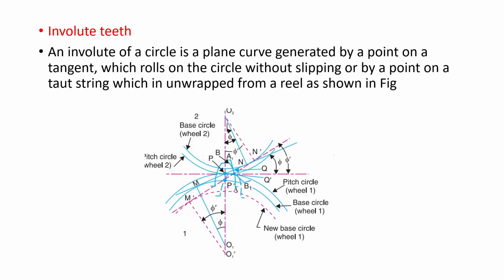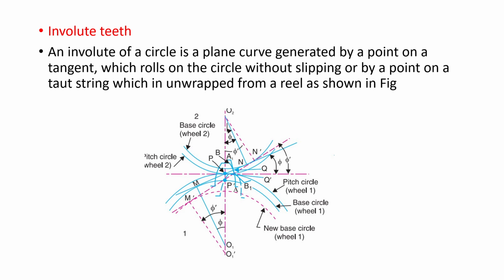Next is involute teeth. What are involute teeth? The involute of a circle is a plane curve generated by a point on a tangent which rolls on a circle without slipping. Let A be the starting point, and the base circle is divided into points like A, P1, P2, P3. The tangents at P1, P2, P3 will be drawn. Please see the diagram.